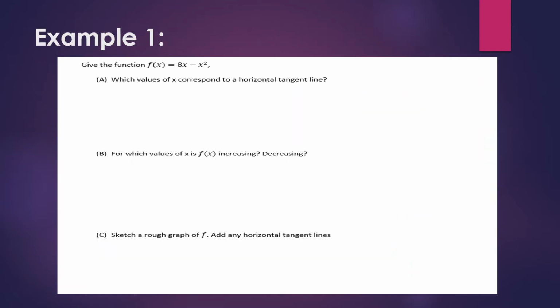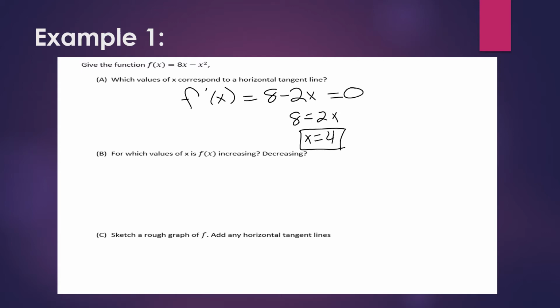So here on example 1, they're asking which values of x correspond to a horizontal tangent line. So this is a way of saying when is the slope 0 or when is the derivative 0. So the first thing I'm going to do is take the derivative of the function 8x minus x squared, and I'm going to get 8 minus 2x. Next, I'm going to set that equal to 0. So 8 equals 2x, so that gives me that x equals 4. So which x value corresponds to a horizontal tangent line? It would be x equals 4.